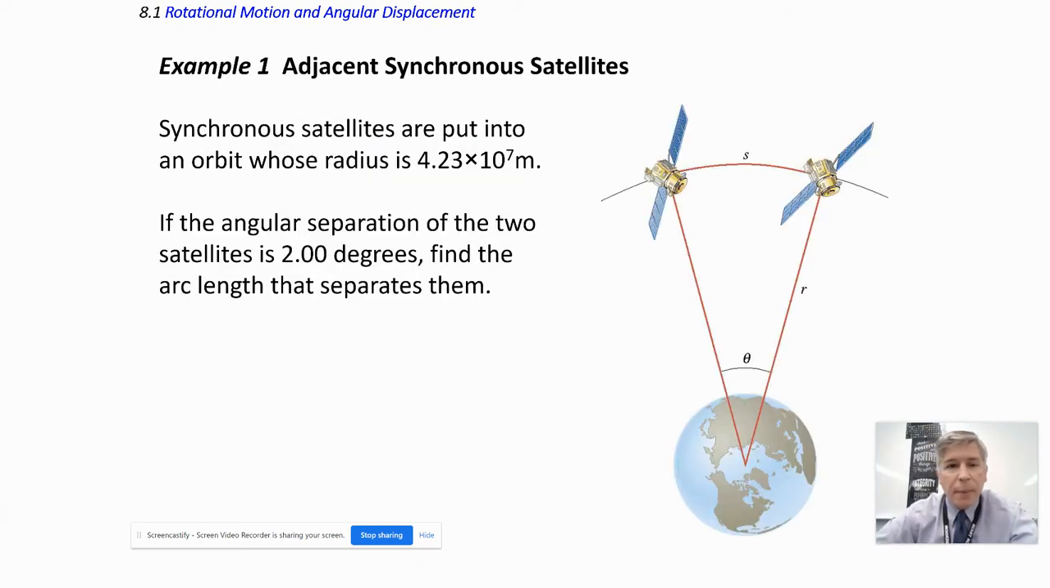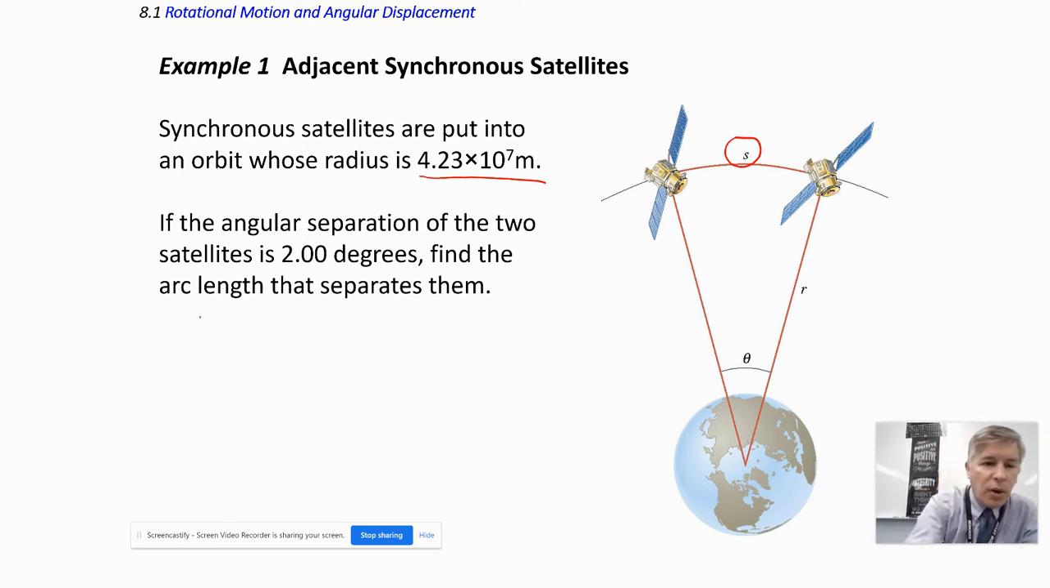So key things here. Let's say that you were on the Earth and you were looking at two synchronous satellites that were at this radius, 4.23 times 10 to the 7th meters, and you happen to notice the angular displacement between them was 2 degrees. Could you find the arc length, in other words, the S that actually differentiates these two?